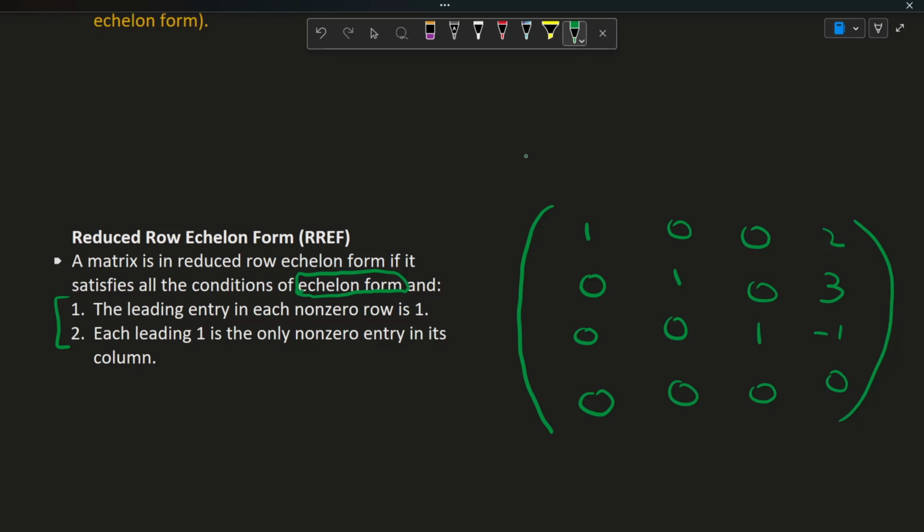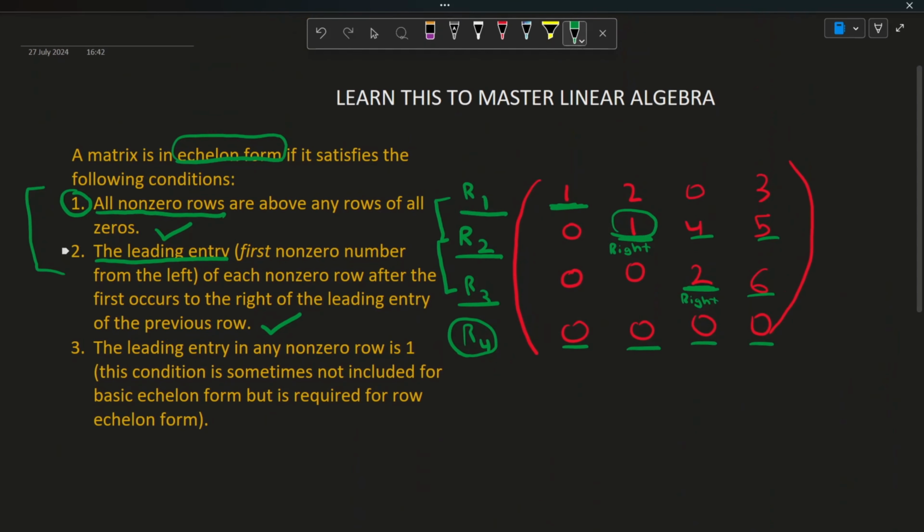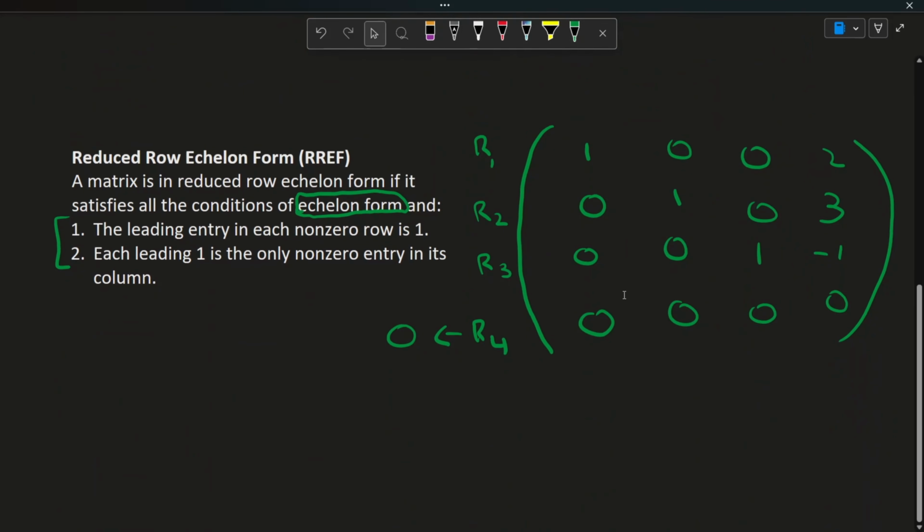So now let's see. The all zero row, row 4, is below R1, R2, and R3. R4 is the only zero row because it has all zeros. R1, R2, and R3 are all non-zero rows. So let's look at the first condition of echelon form: all non-zero rows are above any rows of all zeros. That means the first condition is satisfied for this matrix.